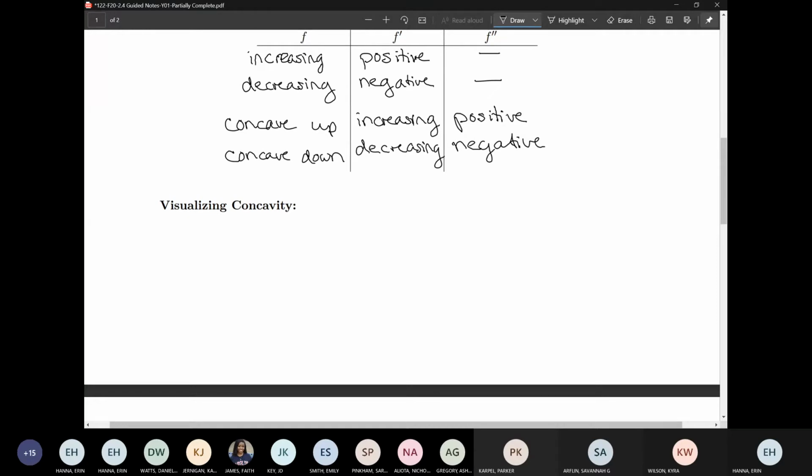So you want to know the relationship between all of these. Also, if concave down means that the first derivative is decreasing, you can also go between those two as well. But anyway, you'll want to know that table and those relationships pretty well.